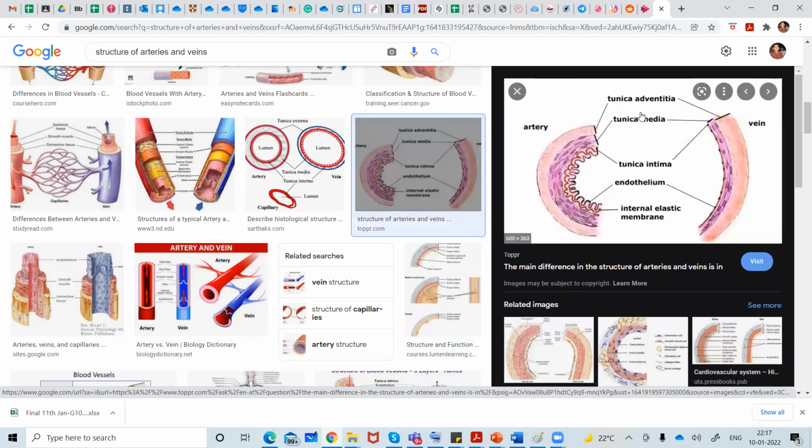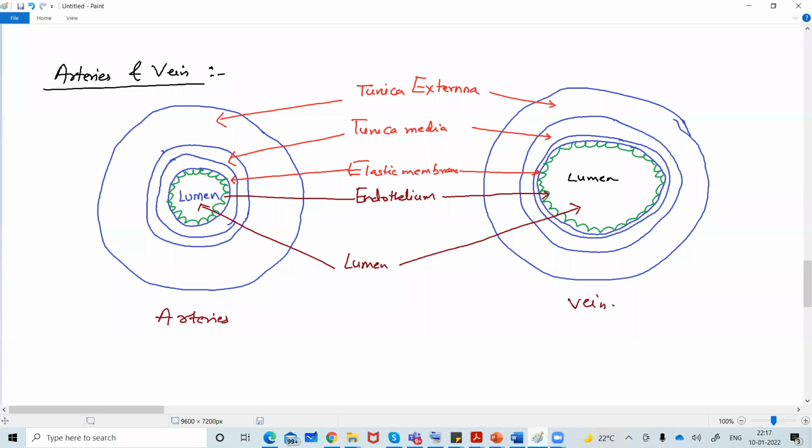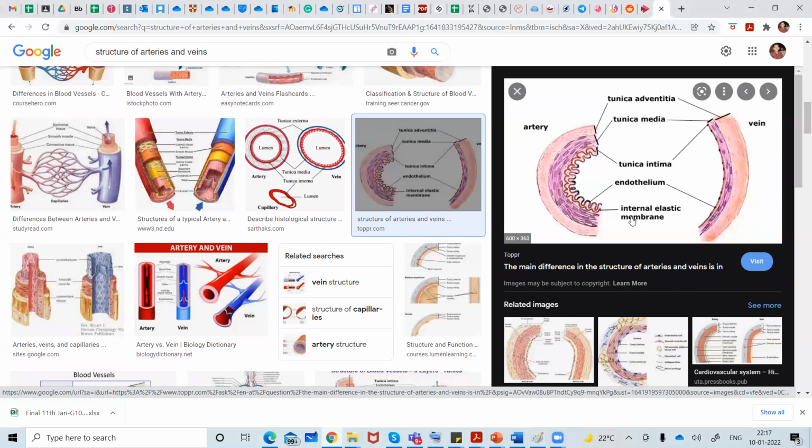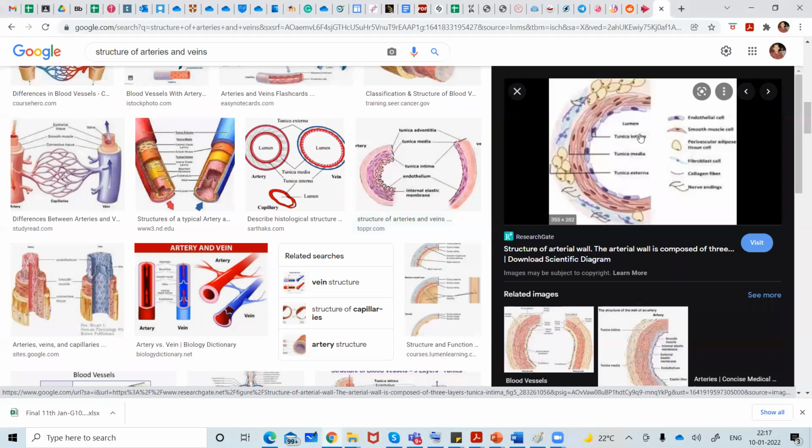Here you can see tunica externa, that is also called tunica adventitia, the outer one. Next is the tunica media. Then tunica interna, which is also called the elastic membrane, which we have written like this. And there is an endothelium and then there is a lumen. This is how the structure looks like.